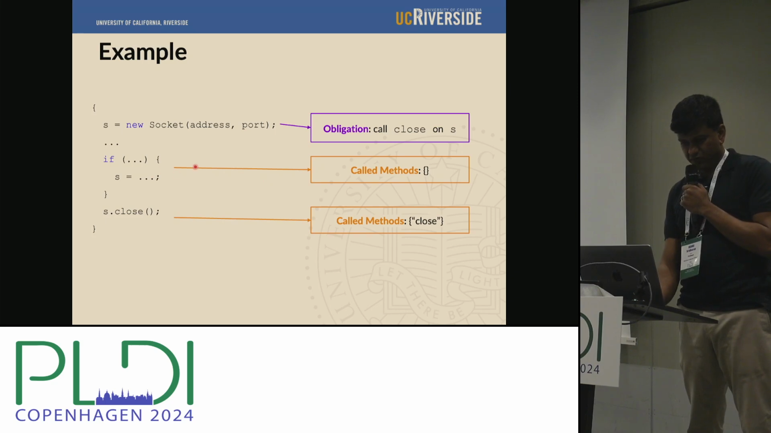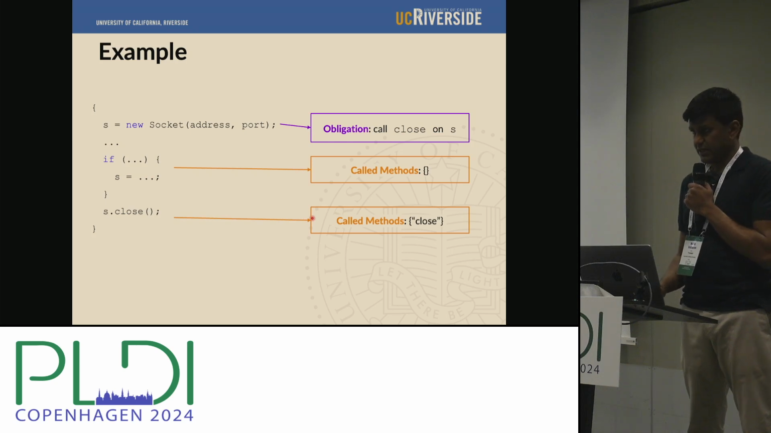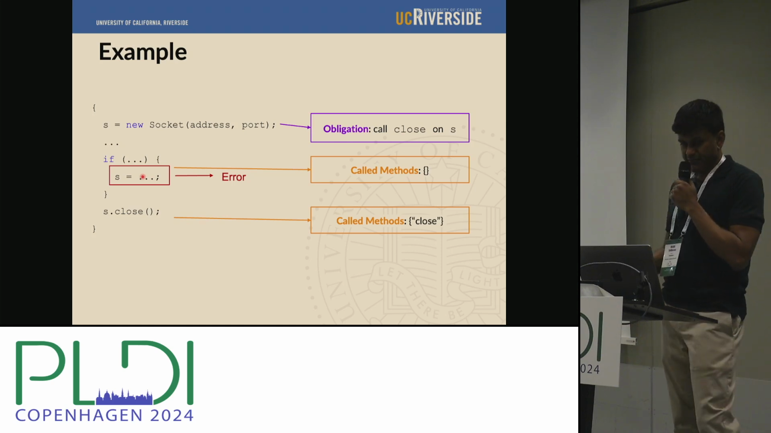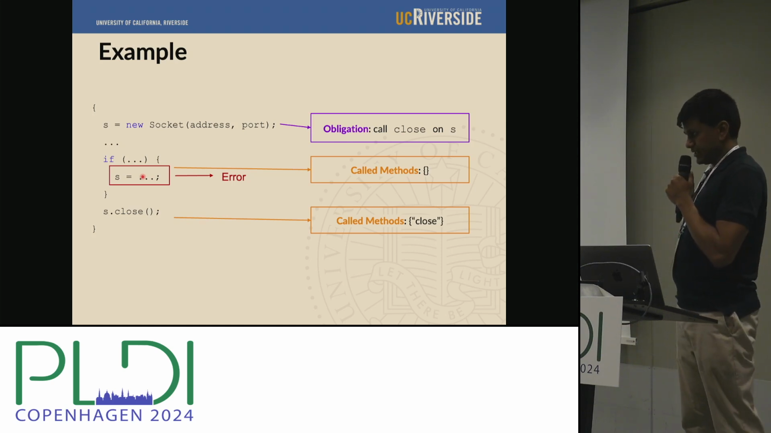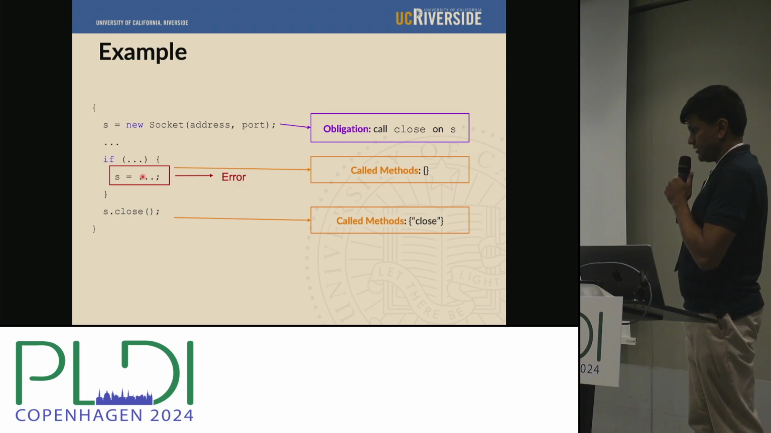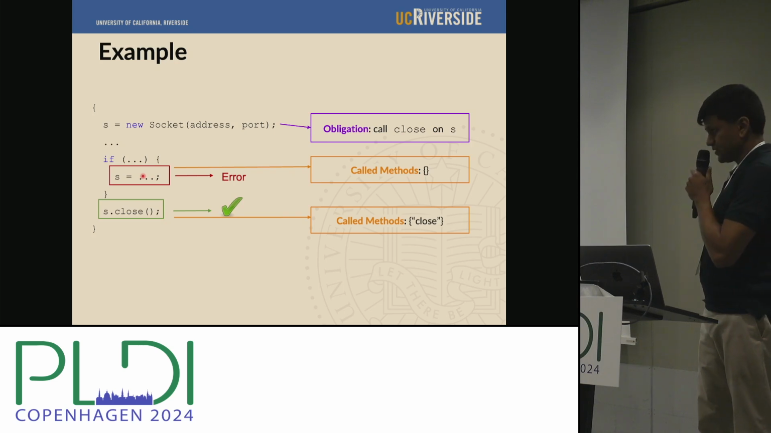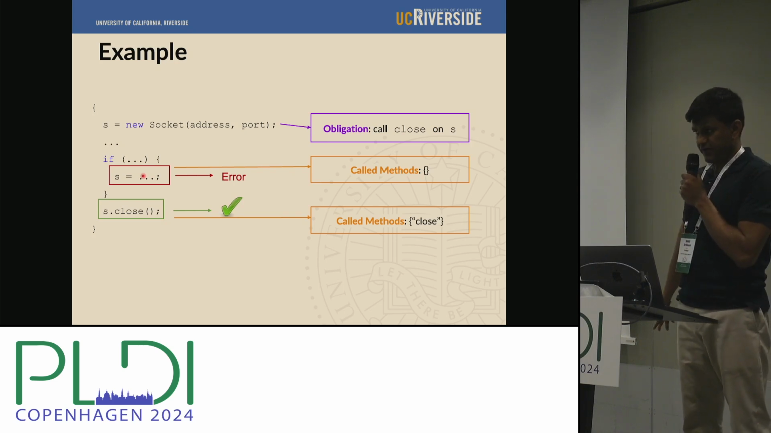So at this program point, nothing has been called yet. And then after this program point, close has been called. And now with this information, we can look for errors. So like right here, we're overwriting S, right? So that's potentially making the previous socket object go out of scope and close hasn't been called yet. So that's an error. Whereas down here, after this call, we're good to go because we've closed the reference.